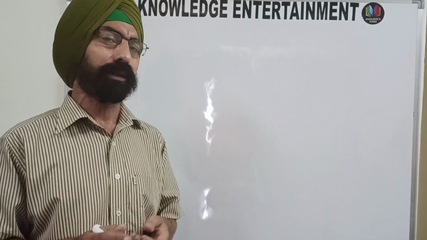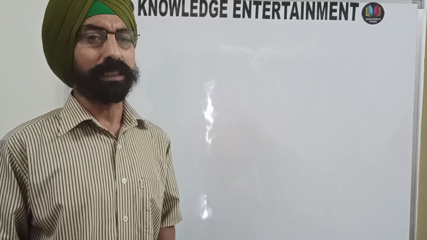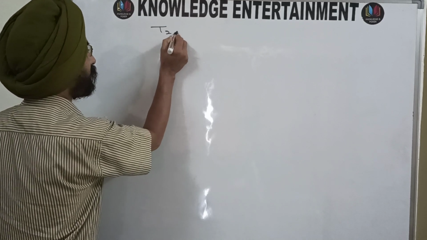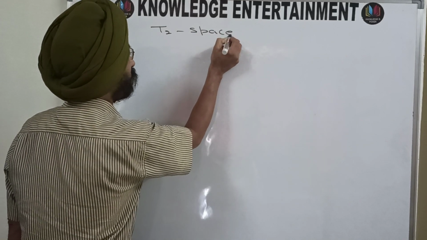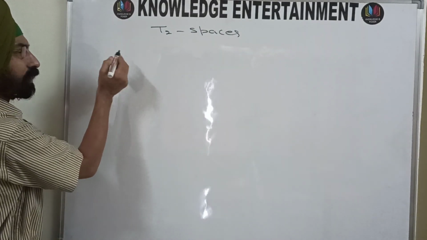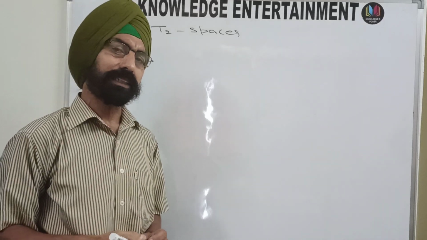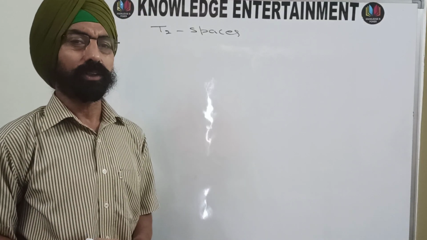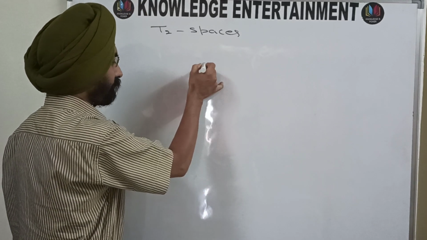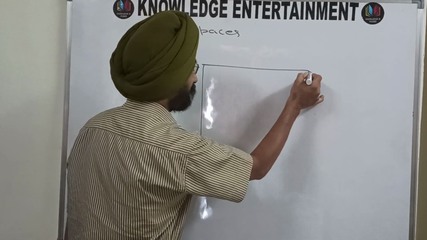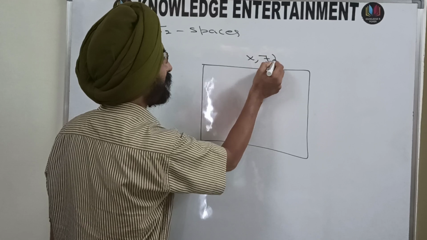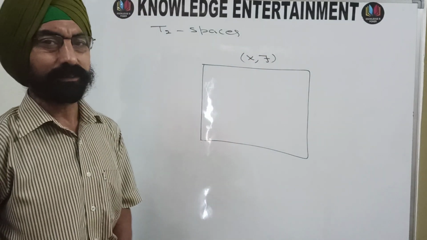The most important among all the spaces are T2 spaces, also known as Hausdorff spaces. So these are T2 spaces, what we are going to learn about today. So first of all, the definition. First I'll try to make you understand this definition through the diagram. So here is your X with a topology tau defined on it. So (X, tau) is a topological space.